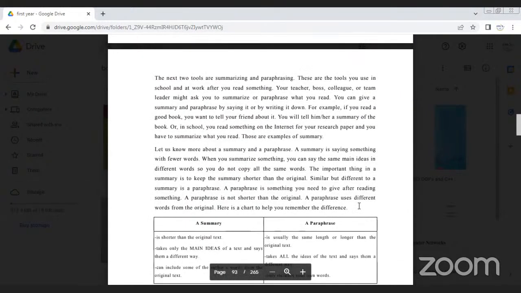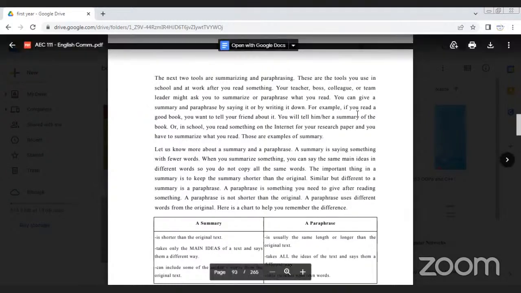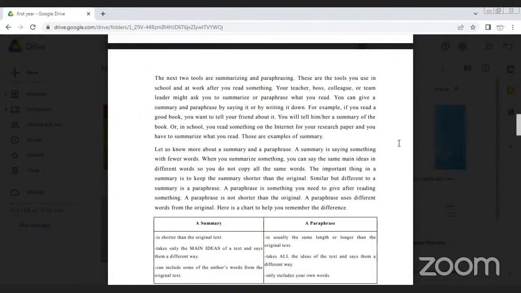Okay, the next two tools are summarizing and paraphrasing. These are tools you use in school and at work. Now, after you read something, your teacher, boss, colleague, or team leader might ask you to summarize or paraphrase what you read. You can give a summary or paraphrase by saying it or by writing it down.